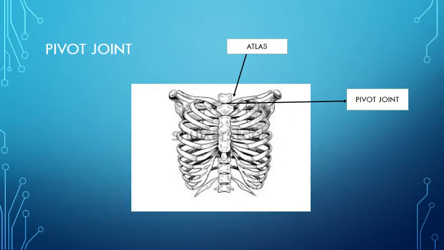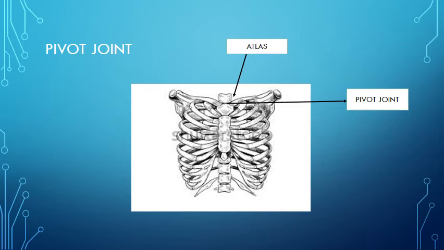Now next we have pivot joints. We all know that the skull moves on the top of the first vertebra, which is known as the atlas. Atlas is the first vertebra, and our skull is connected on it. You can also feel that the skull moves on the top of the first vertebra, the atlas, and this joint is known as the pivot joint.